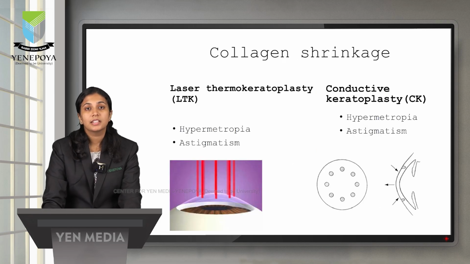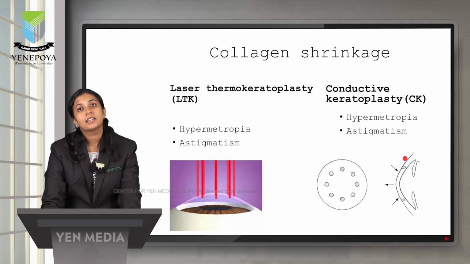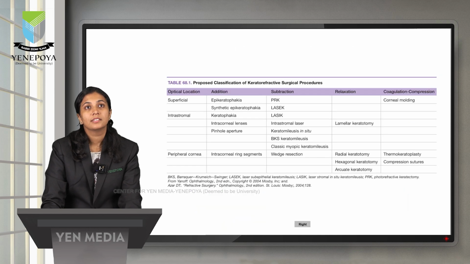Collagen shrinkage, these procedures are not done now, but they are divided into two: laser thermokeratoplasty, which uses thermal energy, and conductive keratoplasty, which uses radiofrequency energy. The mechanism of action is by shrinking the collagen, so the central part of the cornea steepens. This is a proposed classification of keratorefractive surgical procedure.